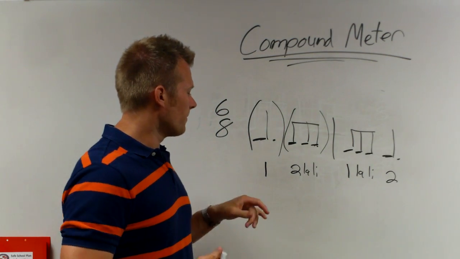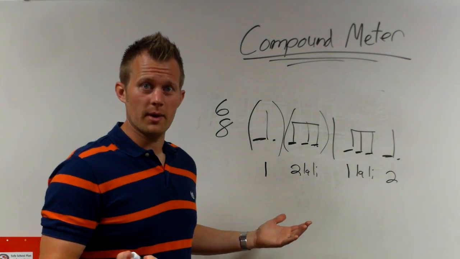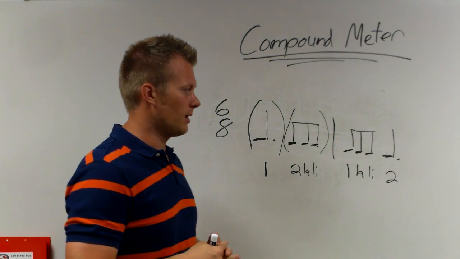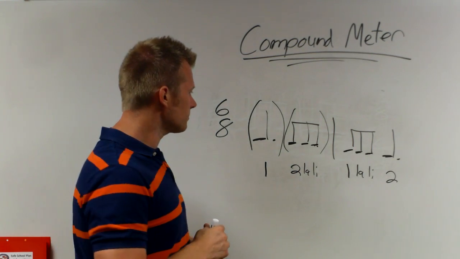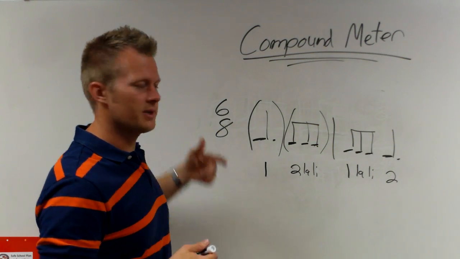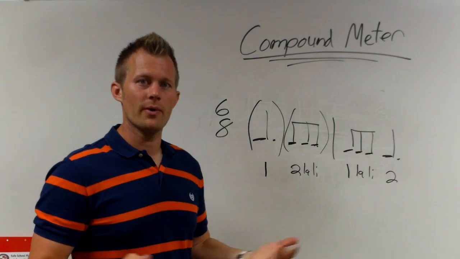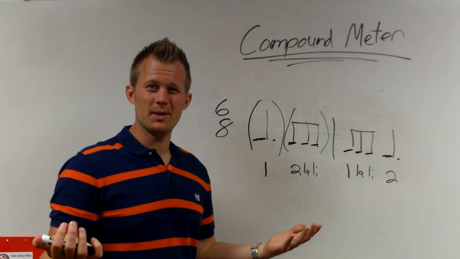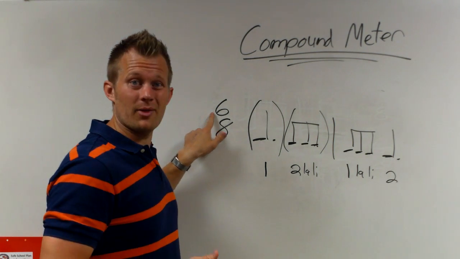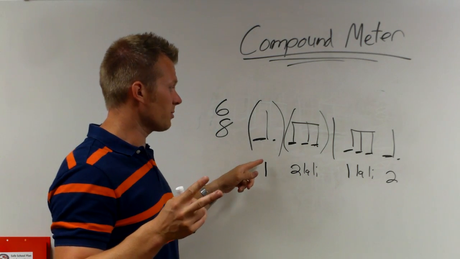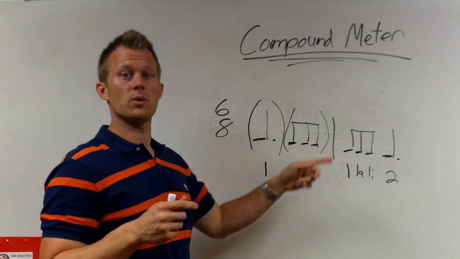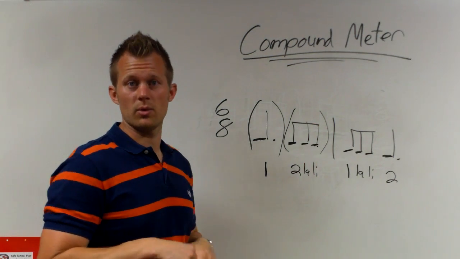Okay? So now we have our basic counting fundamentals for compound meter, whether it's 3/8, 6/8, 9/8, 12/8. Whatever the top number is, that just means how many eighth notes are in the measure. When you divide that by 3, that's how many beats you get. So 6 divided by 3 is 2. So this will be felt in 2, right? 2 beats per measure. 1 lolly, 2 lolly, 1 lolly, 2 lolly.